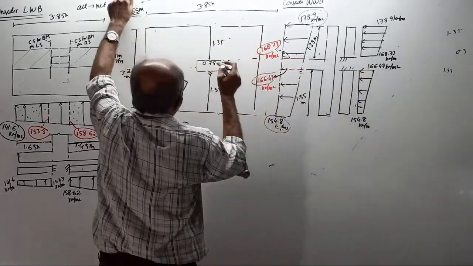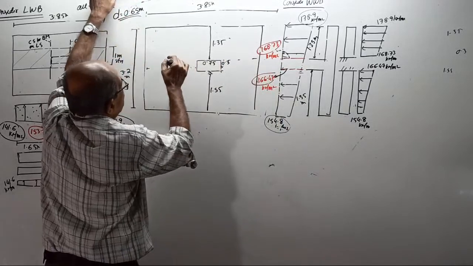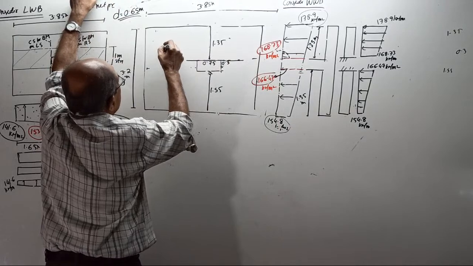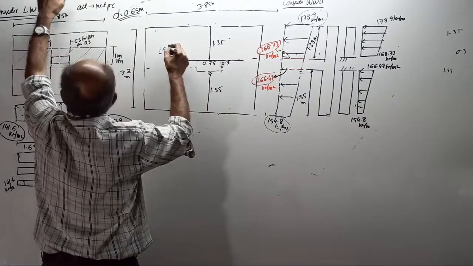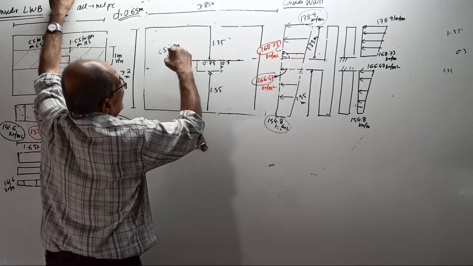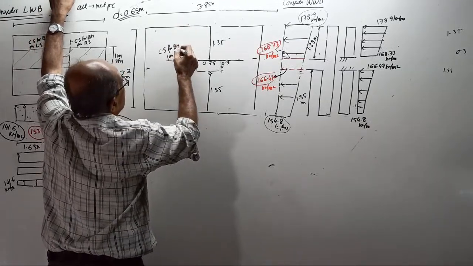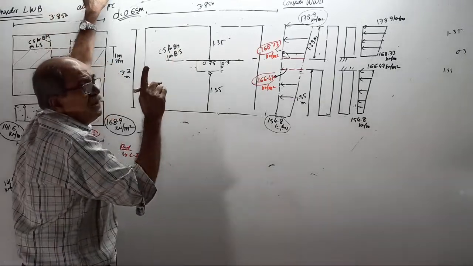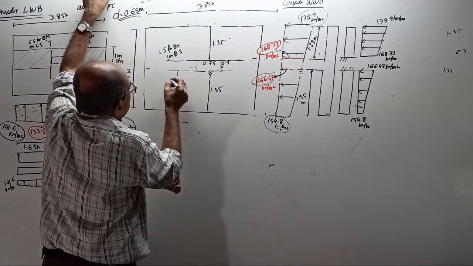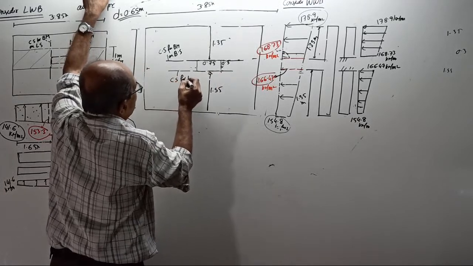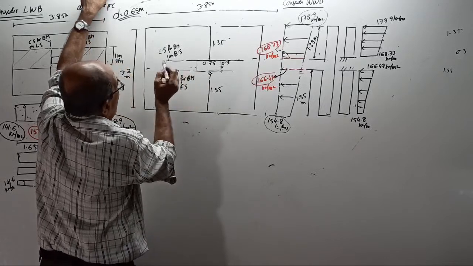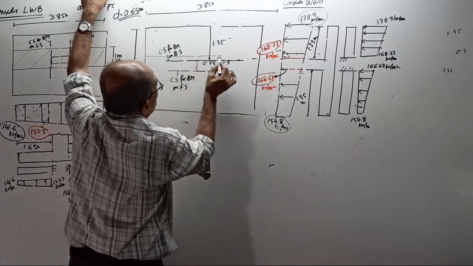And look, I write here. This is your critical section for bending moment on back side. Look, I won't tell once again. This is my critical section for bending moment on front side, and your strip will run somewhere here.